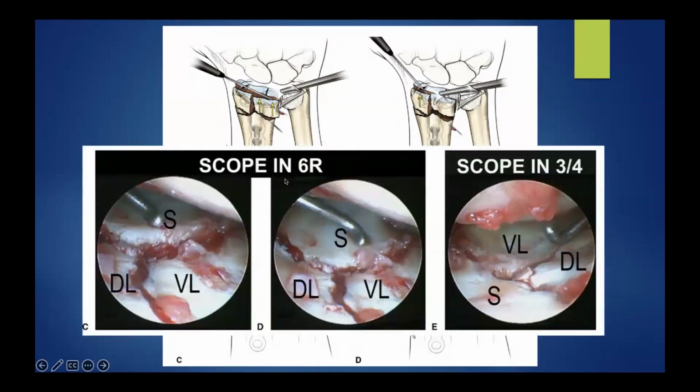So this is how it looks in the scope in the 6R position. This is the scaphoid fragment, the dorsal lunate and the volar lunate fragment. And this is before reduction and this is after reduction. And this is the scope in the 3-4 portal to again confirm the congruity.